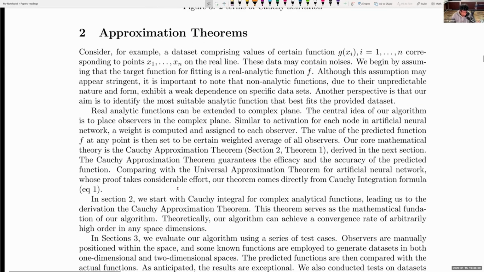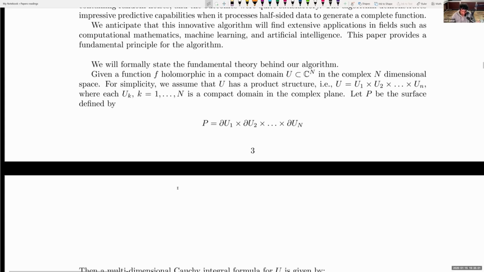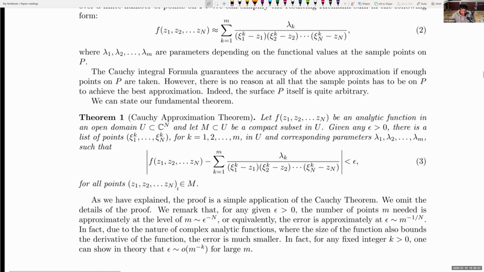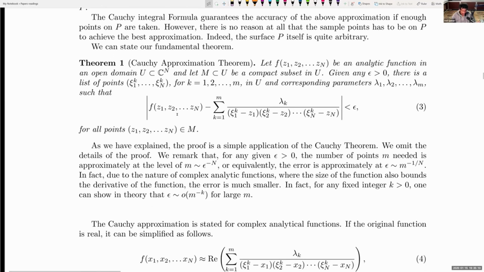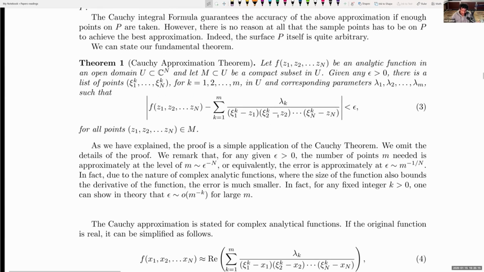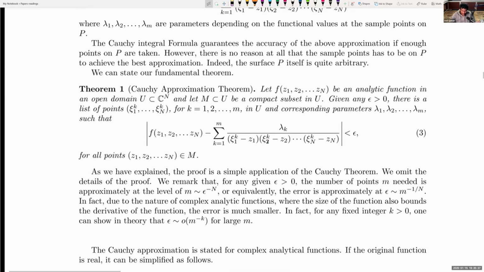Now, this is some mathematical background as to how they arrive at this. A little bit of background on the Cauchy integral theorem: there is this Cauchy approximation theorem, which says basically that an n-dimensional function can be approximated by this term, summation k equals 1 to m of lambda k, the weights, divided by epsilon_1^k minus z1, and a lot of terms like this. So this is what the Cauchy approximation theorem says.